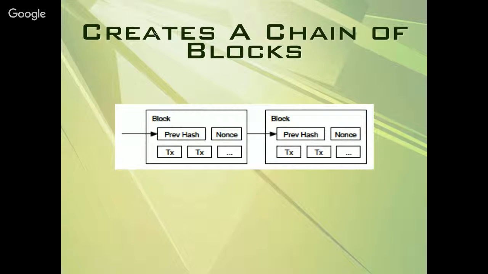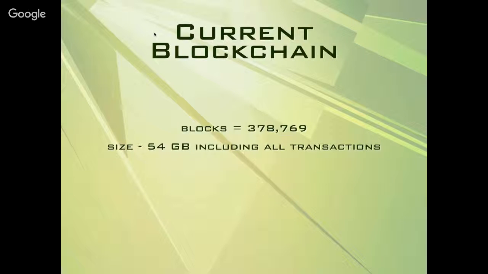Anyway, now you compute the hash of this as the previous hash of the next block. So that's how you get a chain of blocks that are connected by this previous block hash that's included in every valid block. This is just some information about the current blockchain: it now has 378,769 blocks as of a little bit earlier today. It currently consumes about 54 gigabytes if you include all transactions in your data.